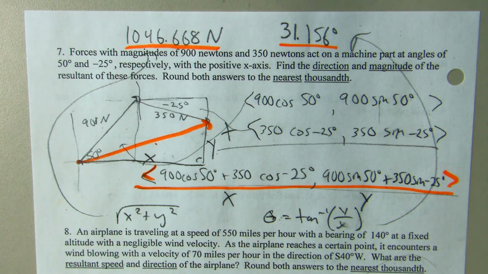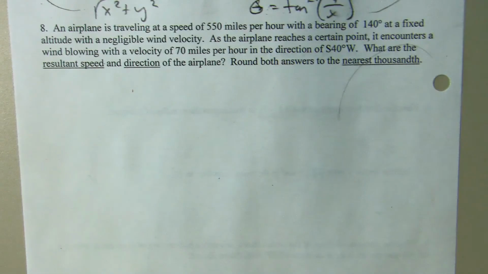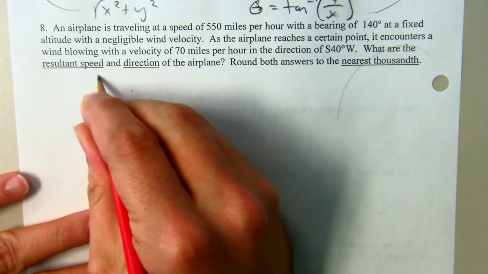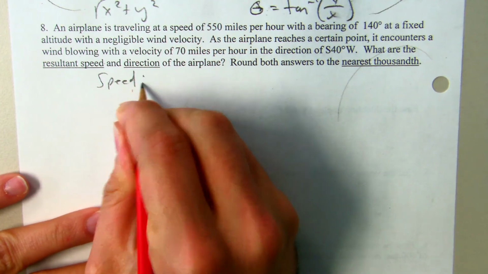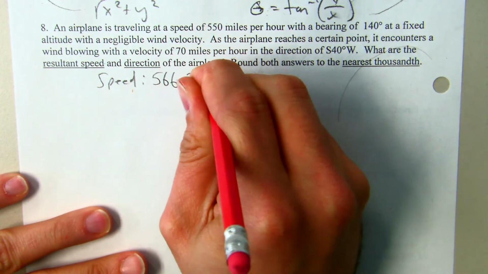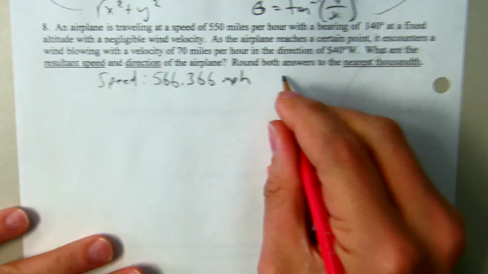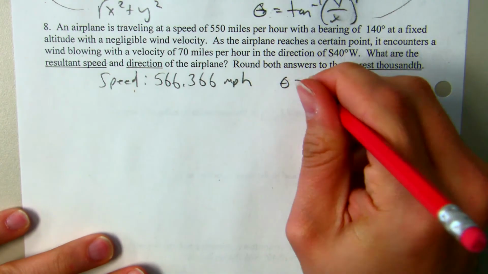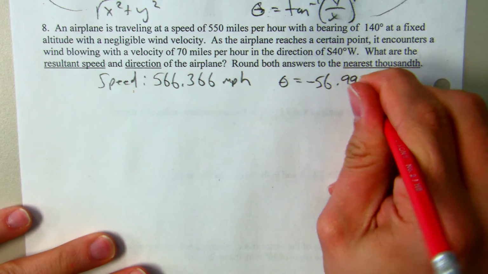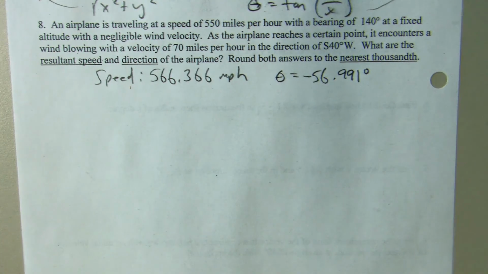Same thing. I will share my answer with you. So if you got the right answer, you can turn it for a second and work on the front page instead. The speed or the magnitude of the resultant vector should have been 566.366 miles per hour. And the angle that it makes is negative 56.991 degrees. Now you can add 360 to that if you want to get a positive angle.